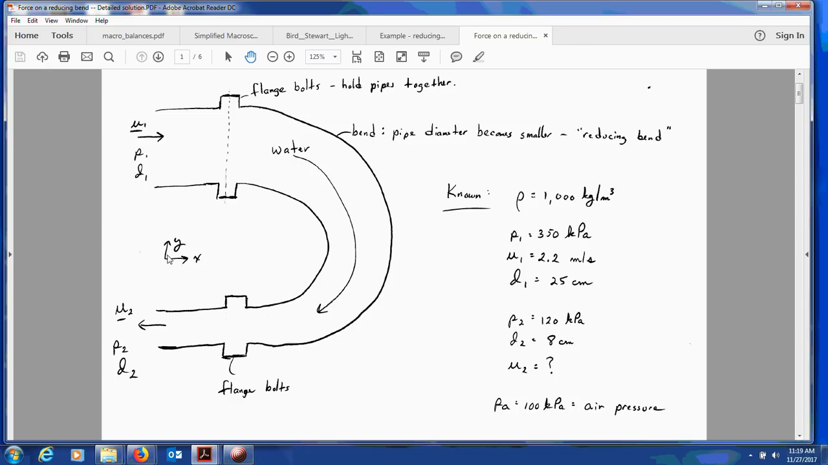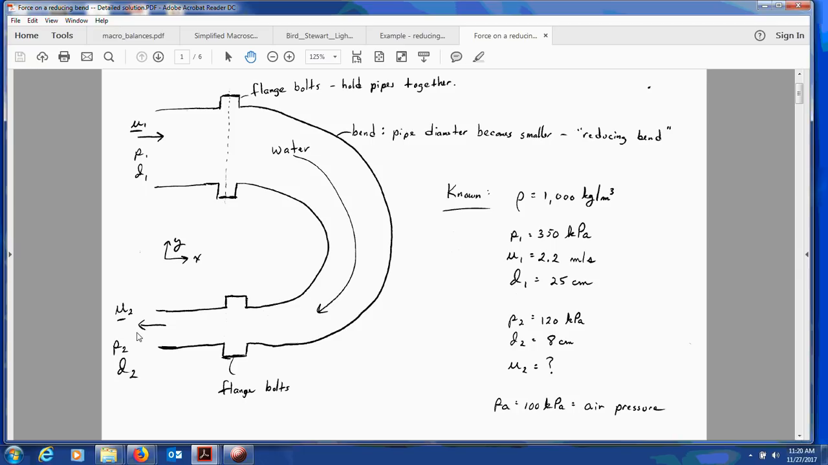It's also convenient to draw a coordinate system, so I've shown x going to the right and y going up. Consequently, we can see the velocity vector u1 is in the positive x direction, and velocity vector u2 is in the minus x direction. We'll return to this later, but understanding how the velocity can be written in vector form is very important when writing the momentum balance.